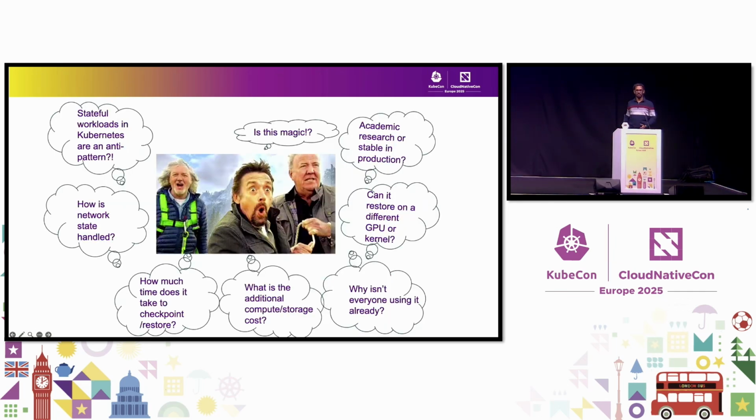So if you're new to this, you might have many questions. How production ready is it? Can you restore it on different GPUs? What type of different machines can you restore it on? How do you handle network state? How much time does it take to do all these additional computations? We'll be addressing some of these questions, but I would also highly recommend multiple other talks that you could look at for more details.